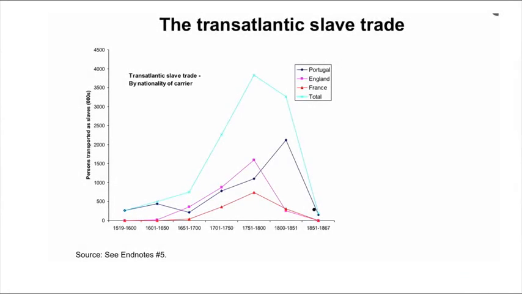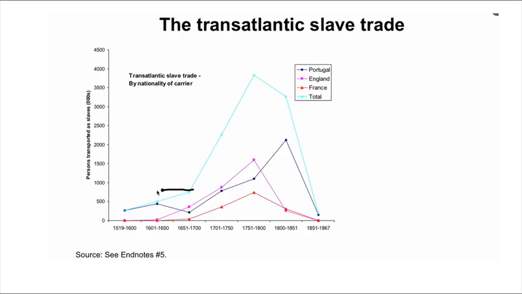Here's a graph which shows data on the number of slaves transported during the period we've been talking about. So the horizontal axis is the number of persons transported in thousands. So this would be like, for example, 4.5 million. During the whole of this period, 12 million slaves were transported from Africa to the New World.